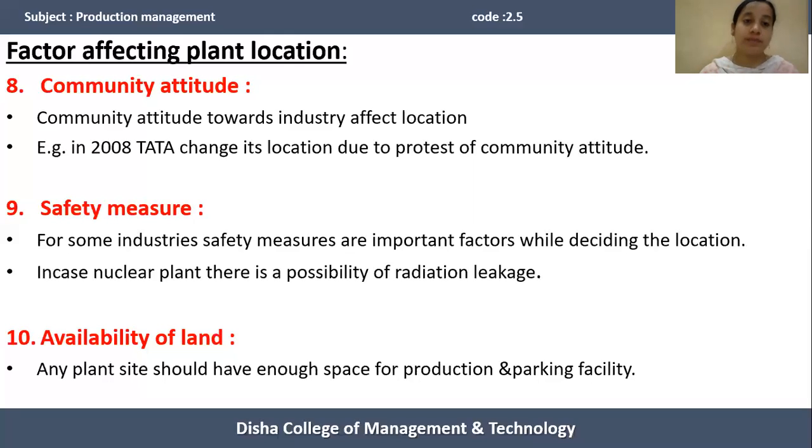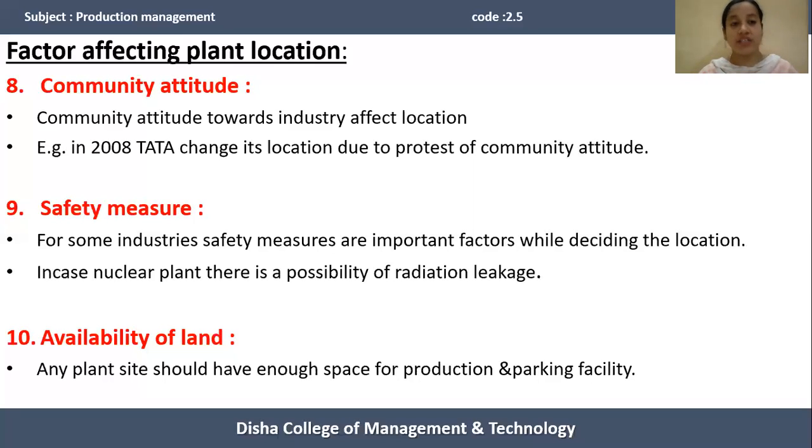Next factor the industrialists have to consider is safety measures. They have to select a location that gives maximum safety measures to the industry. For some industries, safety measures are an important factor while deciding the location. In the case of a nuclear plant, there is a possibility of radiation leakage. So this type of industry should be located in a place far away from the cities, in a remote area. So safety measures also have to be considered.